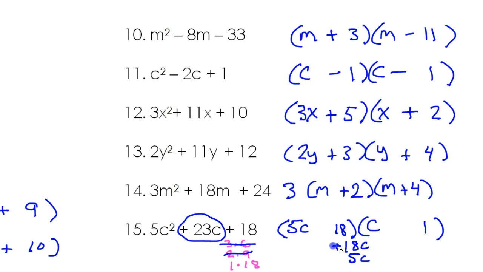Okay, alright. 18 plus 5 is 23. So if I just leave these both positive, that will make positive 23c. Am I getting my positive 18? Well, yes, positive 18 times positive 1 is positive 18. Okay, so that's the answer for number 15.